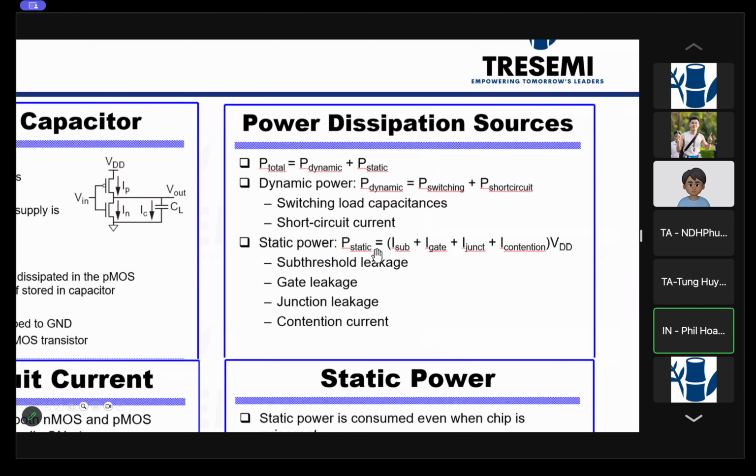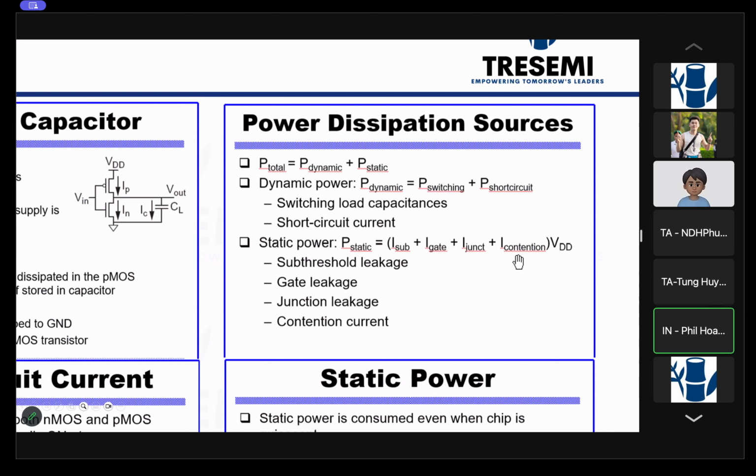But static power is consumption when there's no activity, no operations on the circuit. It involves VDD times the current: the substrate current, and the gate current that goes through the gate. If you look at the cross section, the substrate will have some current. The gate will have some current through the gate oxide. The junction, the N plus and P plus, have leakages on that junction.